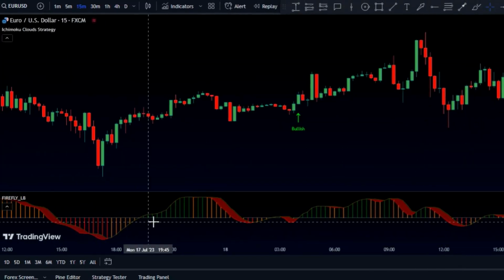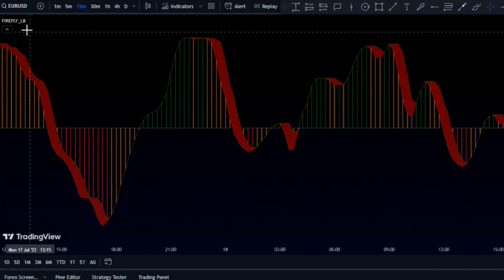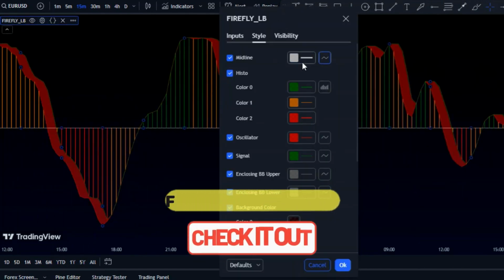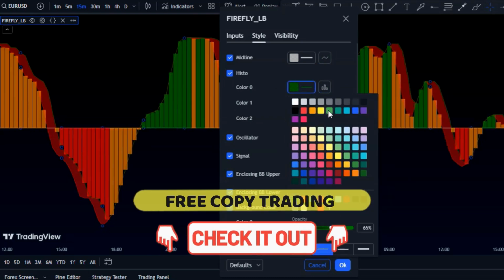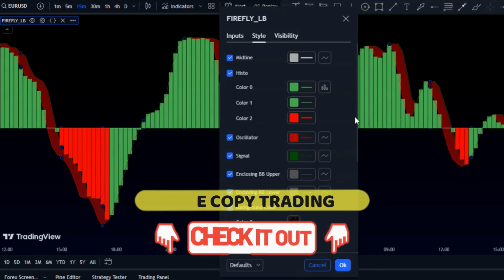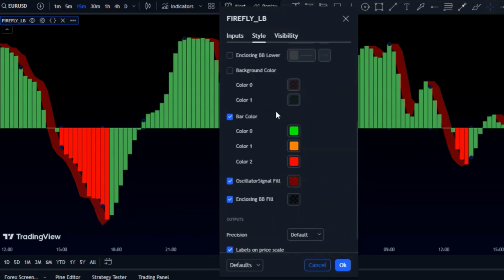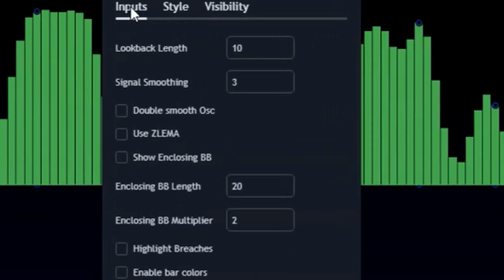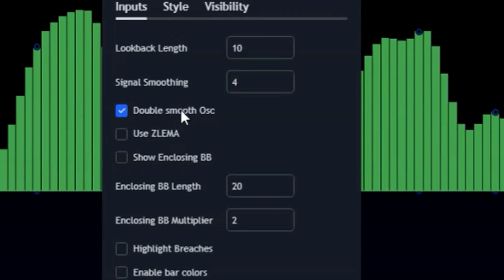First, let's add the indicator just like I show you in the video. Step by step, we'll dial in our style of trading. Then in the Inputs tab, we'll increase the signal smoothing to 4 and activate both the double smooth oscillator and ZL-EMA settings.